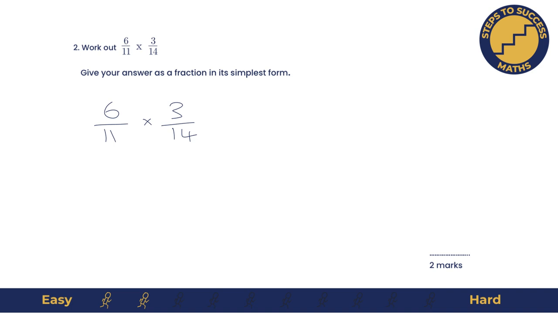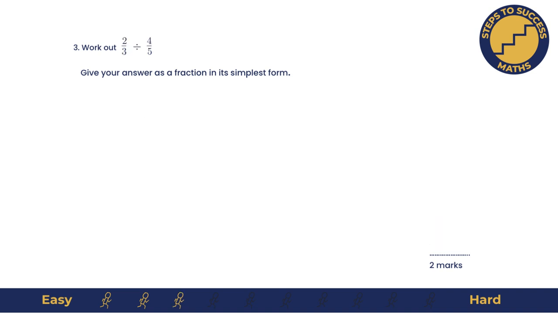of the fractions on the top and one of the fractions on the bottom, like 2, because 2 will go into 6 3 times, so I can cross it out and write 3, and 2 will go into 14 7 times, so I can cross it out and write 7. And now I've got 3 times 3, which is 9, and 11 times 7, which is 77. And because I did my cancelling first, it's already in its simplest form, 9 over 77.